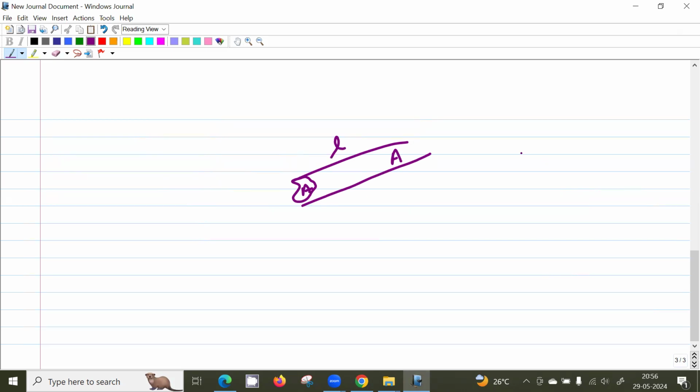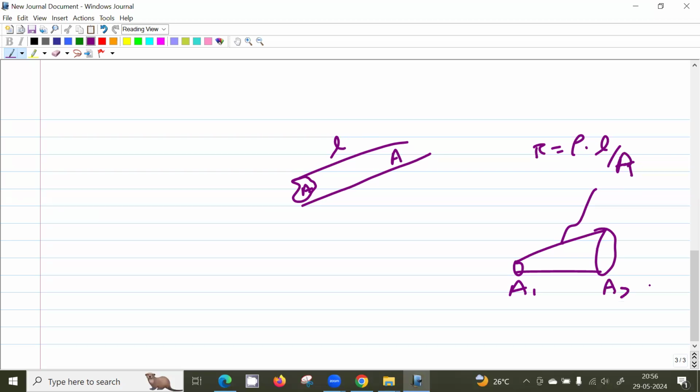For this conductor also, the resistance is equal to rho into L by A. So this formula is not valid for a conductor like this, with a small area here and a big area here, because I don't know what A is. Here it is A1, here it is A2. For this, if you want to find the resistance, I take a small element where the area is approximately constant A and the length is dl. So find dR for this particular length, and if you integrate dR, I get the total resistance R.